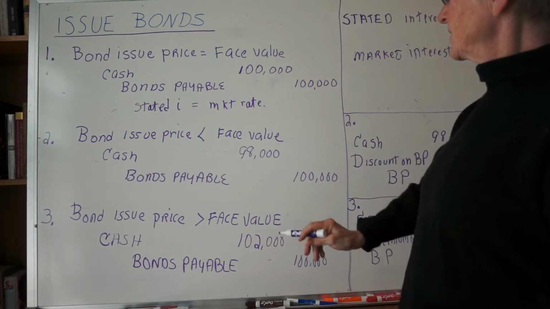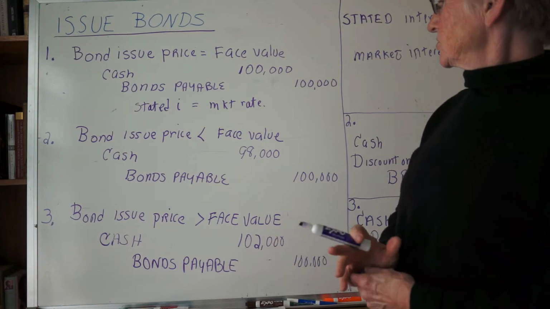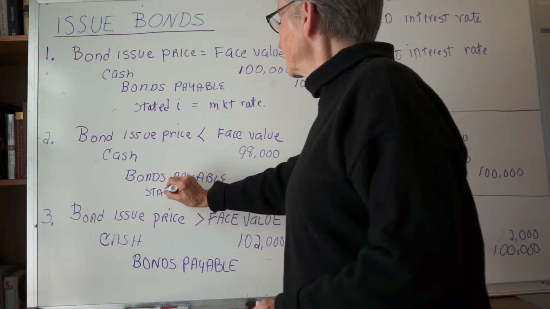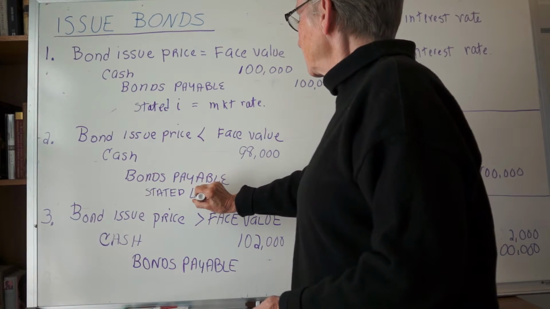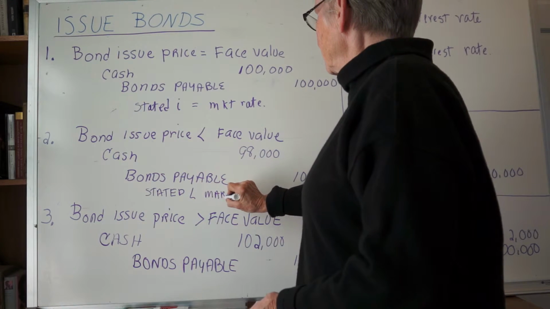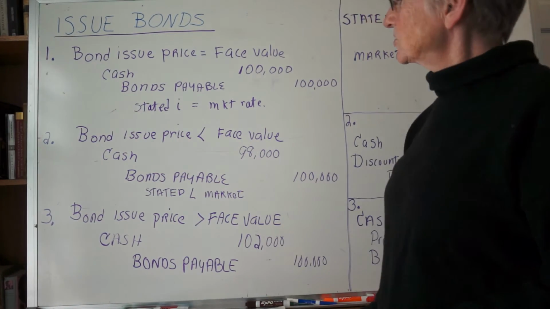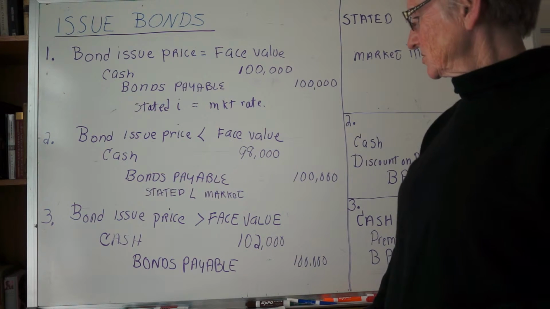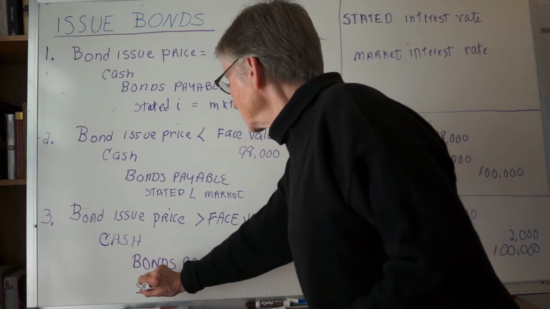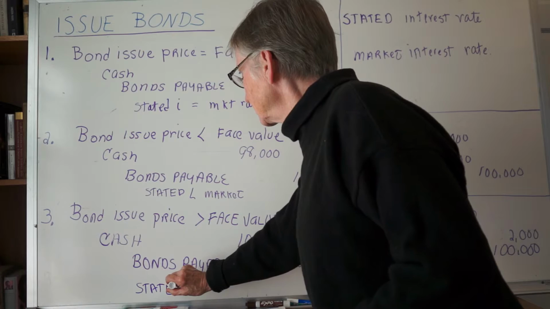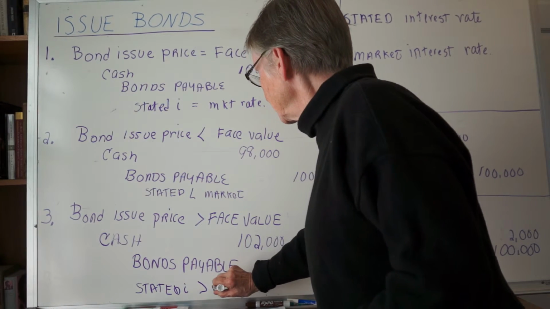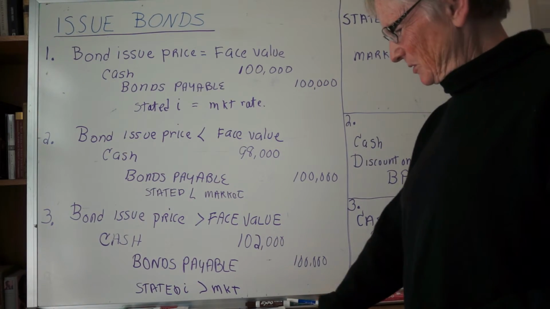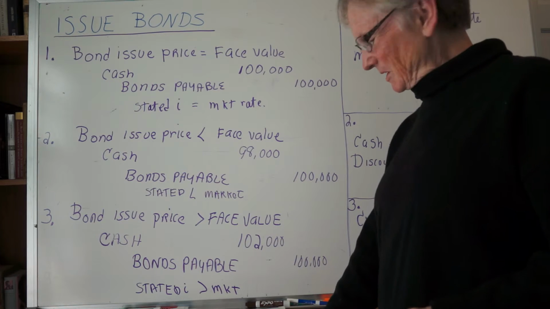In the case where our bond issue price is less than the face value, chances are our stated interest rate is going to be less than the market rate. In other words, other bonds on the market are paying a little better interest rate, and so in order to sell our bonds, we have to sell them at a discount. And here, our stated rate is probably a little higher. The stated interest rate is going to be higher than the market rate because people are willing to pay more for our bonds than for other bonds of similar risk on the market.